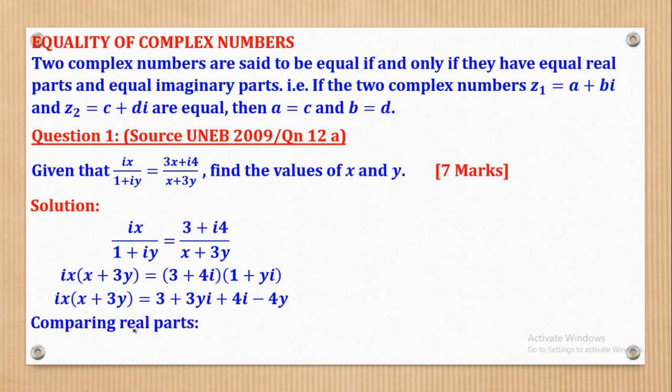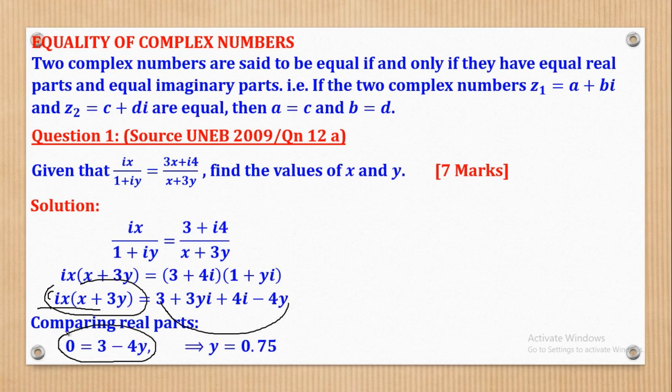So by comparison, remember we said real parts will be equal and imaginary parts will be equal on both sides. So even here, when I compare real parts, there's no real part on this side because the whole of it is imaginary. So this side it will be 0, but this side there will be 3, and there will also be negative 4y. So I say that comparing real parts, 0 will be equal to 3 minus 4y, therefore y is 0.75 when I make it the subject.